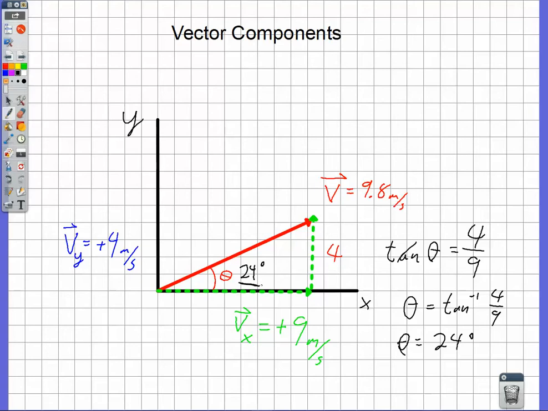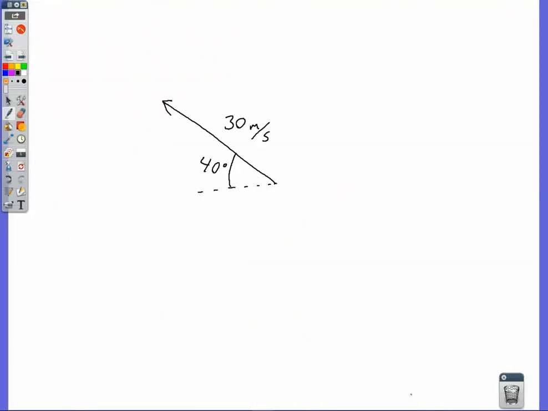So now let's look at an example where I give you the magnitude and the direction of the vector, and you are going to find the components for me. So here's our vector. Let's say this is like the launch vector of a projectile. So we know it's launched from the ground, let's say, at 30 meters per second with an angle of 40 degrees with the ground. So the first thing I'm going to do is sketch in my horizontal component of the vector and my vertical component of the vector.